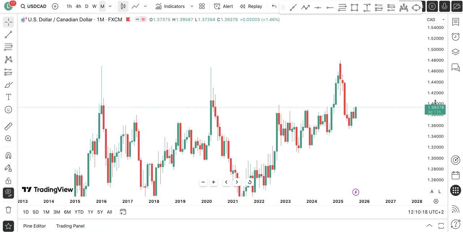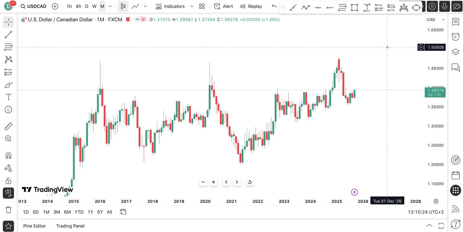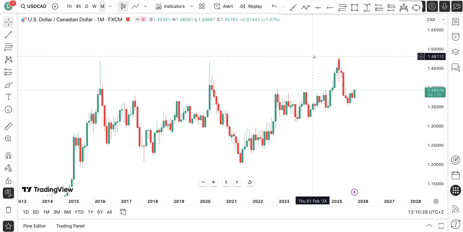Now, if you look at the market right now on the monthly time frame, it is easy to spot that we are highly bullish. I understand that the markets have come here. It's basically almost in a range. Come here, up, down, up, down, up, down. But you need to understand that we are in a bullish market.